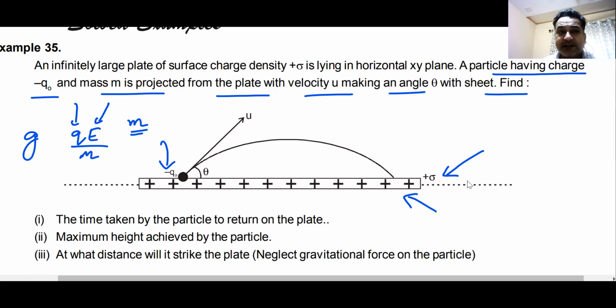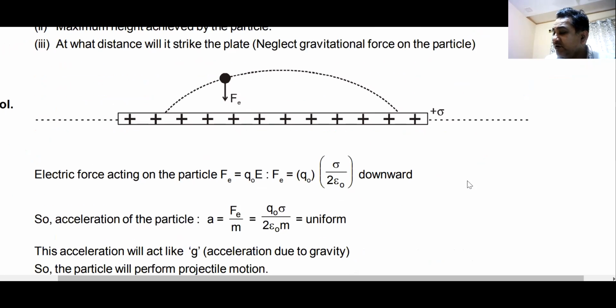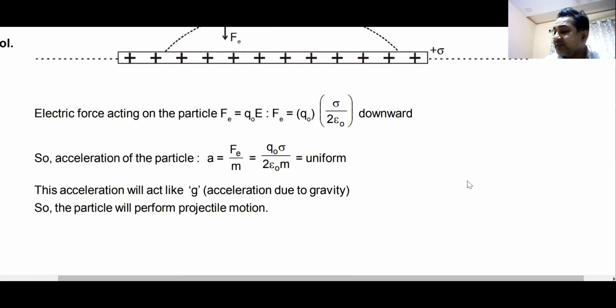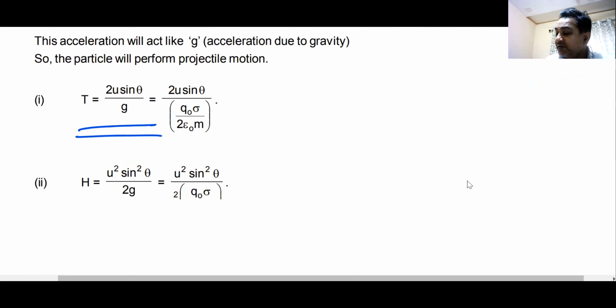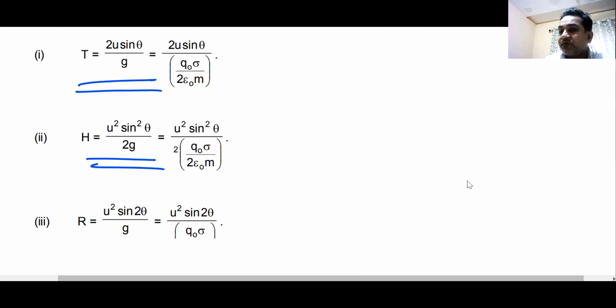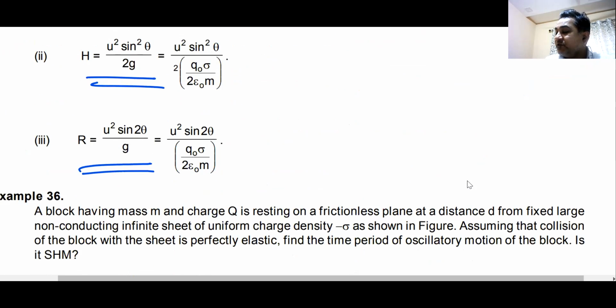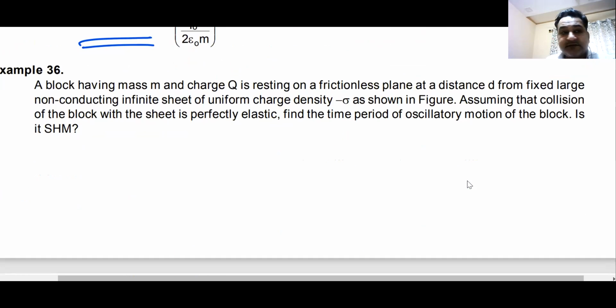What will be the electric field? Electric field will be electric field due to an infinite sheet, sigma by 2 epsilon naught. You put the values and you get your answers. Do we understand this? Not time period, time of flight, 2u sine theta by g. Maximum height, u square sine square theta by 2g. Maximum range. Do we understand this or it has gone above our heads?